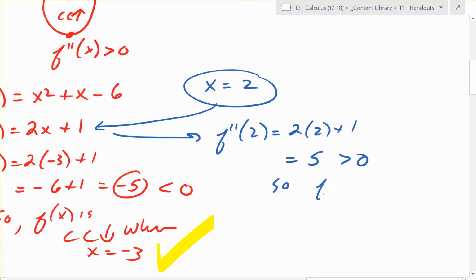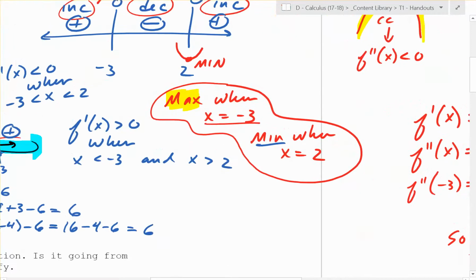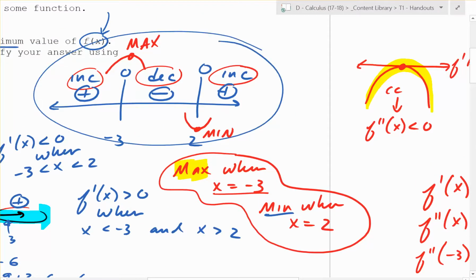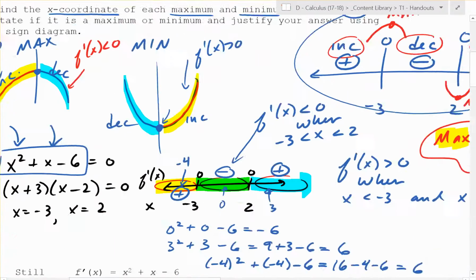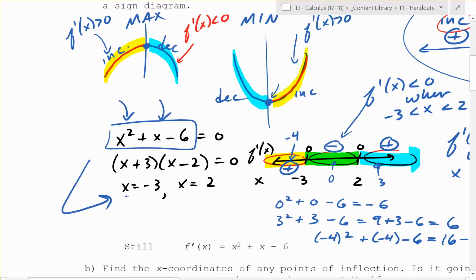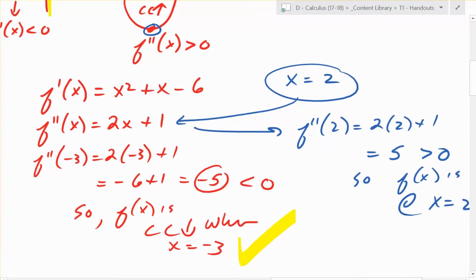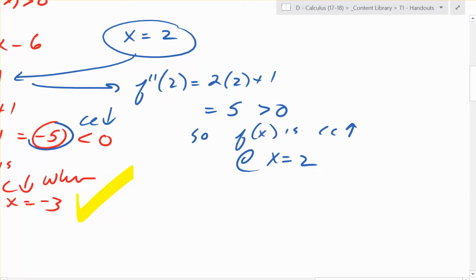So f of x is concave up at x equal to 2, which means it has to be a minimum. So you have this sign diagram, and this sign diagram alone can tell you if it's a max or min. But another way to tell is that the derivative is 0, which we know because we did this factoring right here. We knew the derivative was 0 at negative 3 and 2. And we also know that the second derivatives have the right sign. It's negative, so it's concave down. And it's positive here, so it's concave up.